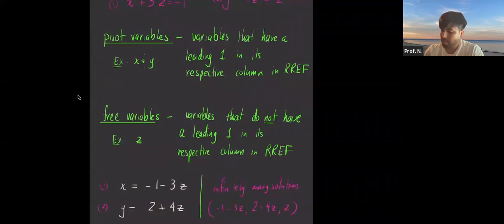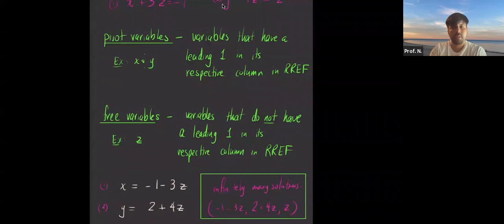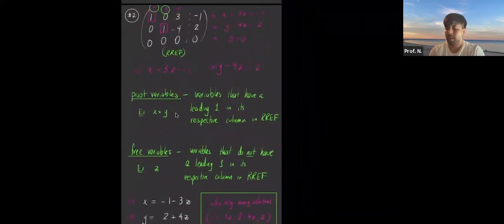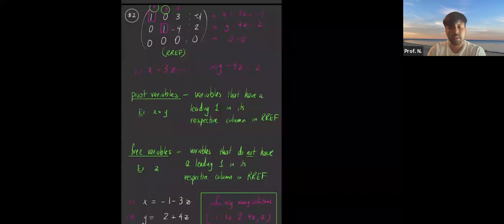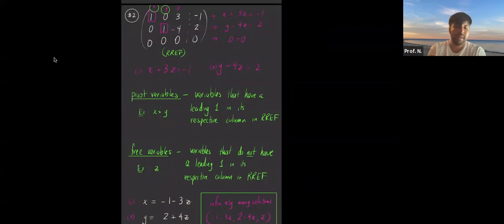Do you guys follow? Does everybody follow this? In this system, infinitely many solutions is written in this way. And it's dependent upon what z is. X is dependent upon z, y is dependent upon z. How is it dependent? Well, when we put z, x is -1 minus 3z, y is 2 plus 4z. And I was able to recognize this because it's in row reduced echelon form.